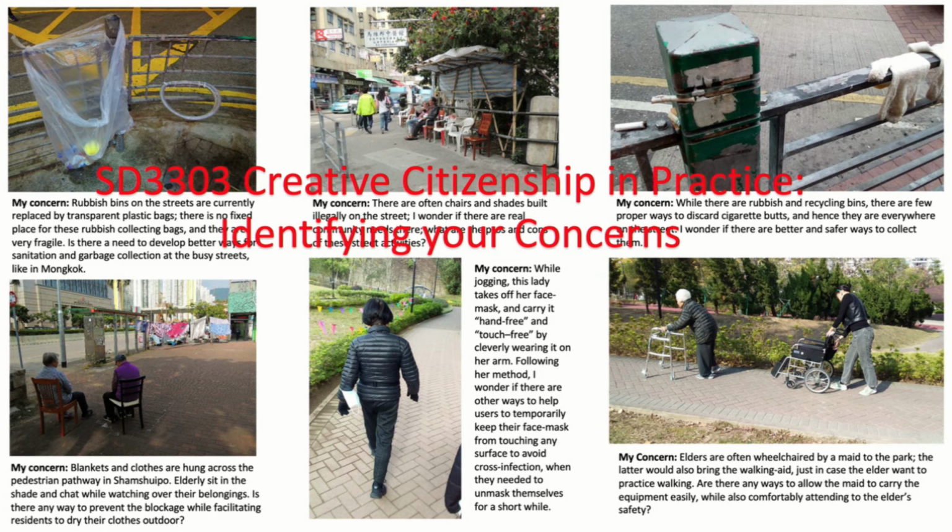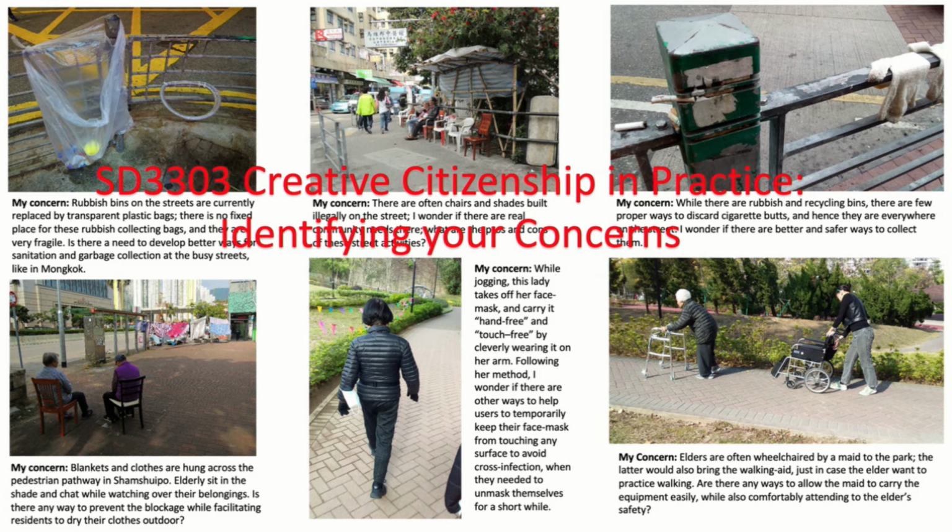In a class called Creative Citizenship in Practice, students are asked to identify their social concern, and then they need to take a picture of that and write up some kind of description of their concerns through this kind of means. Okay, observation is very important, as you could see in our program.